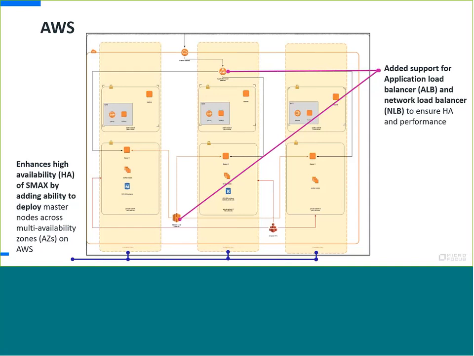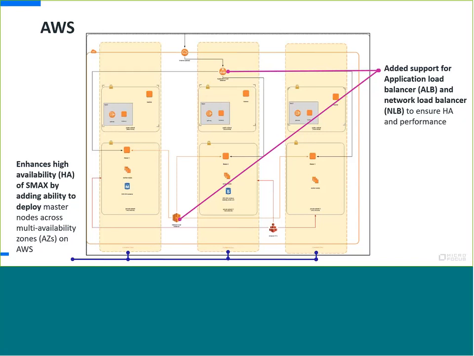The other thing that we have done is we added support for application load balancer and network load balancer, which are native AWS services. The application load balancer is used for inbound traffic external to the suite coming into the suite, and it will be distributed across various master nodes. Then we have a network load balancer, which is used for traffic internal to the suite, for communication between master nodes and worker nodes. Okay, next slide.